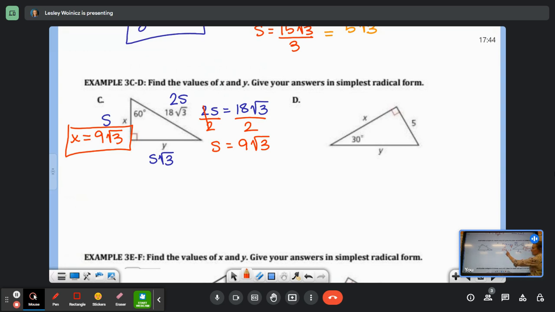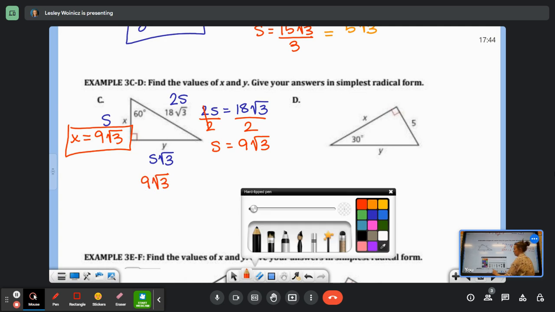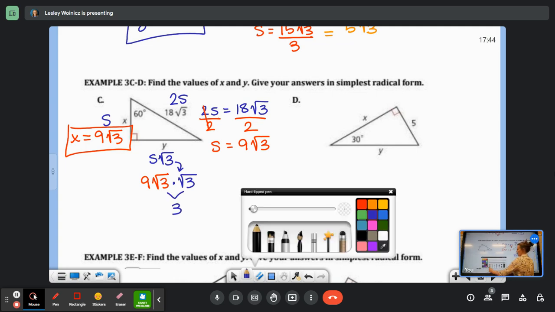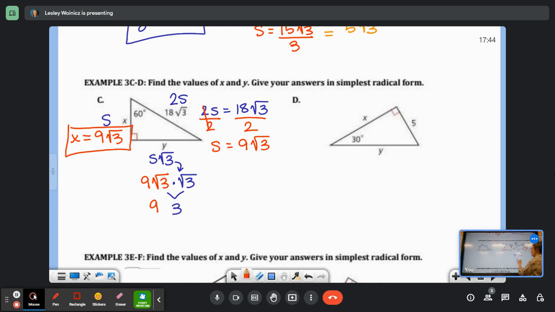Now that I know s, I can just multiply s by this root 3. So I'll have 9 root 3 times this root 3. Well, if I do root 3 times root 3, I get a real 3. So that gives me a 9 times a 3, which is 27 for my y.